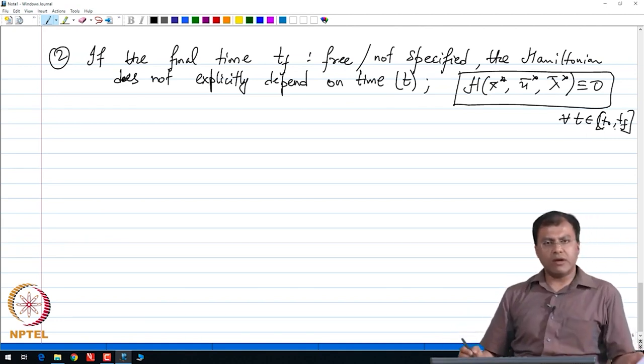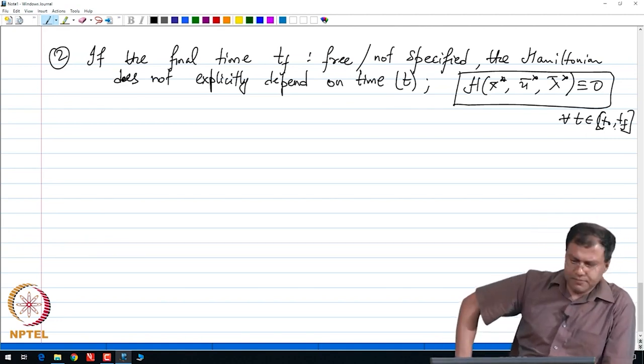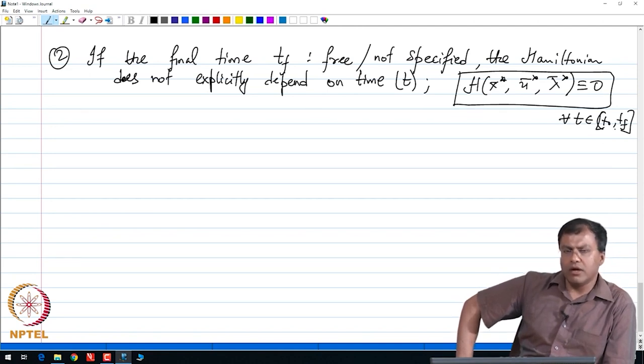Okay. So let us look at some examples. At this point I have some examples at a slightly later point of time. In fact, now we are going to continue our discussion on this constrained optimization by looking at another form of the optimal control equations, right, and then we will look at some examples.